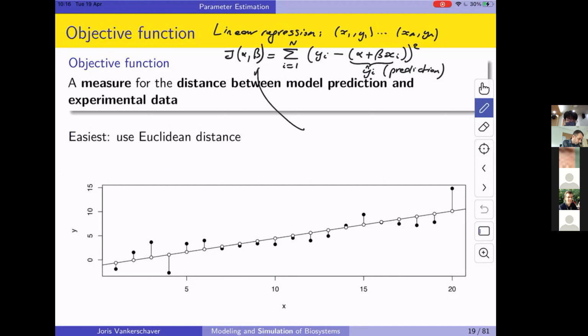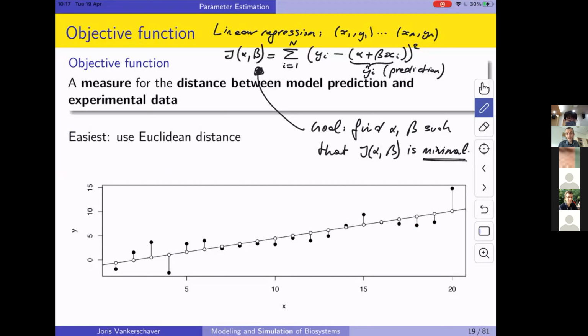So here, the goal of parameter estimation is to find alpha and beta such that J of alpha and beta is minimal. And that's a mathematical prescription of what we try to do when we say in words, I'm trying to find the parameters so that my model best fits the given data.